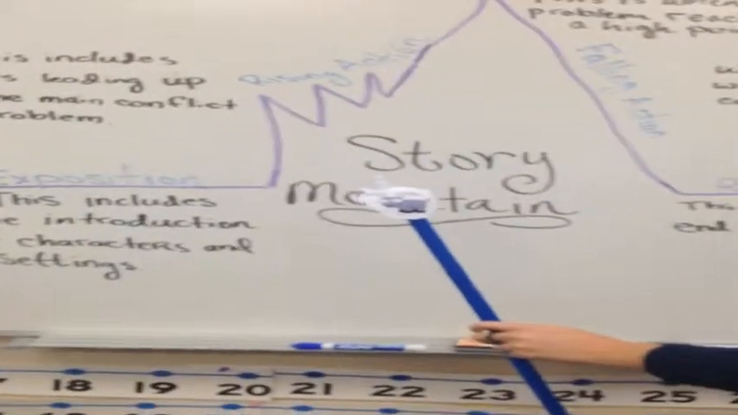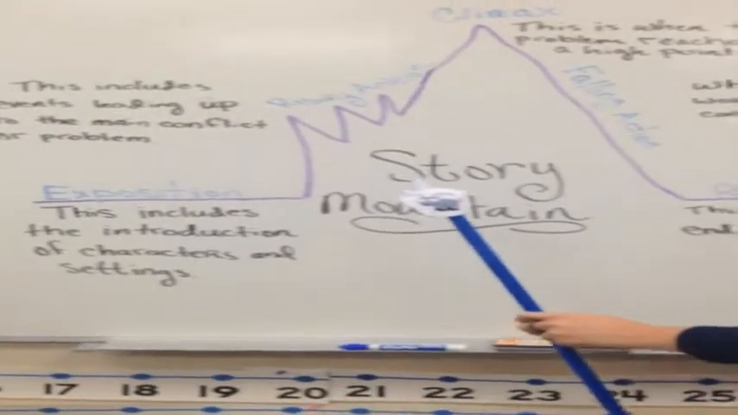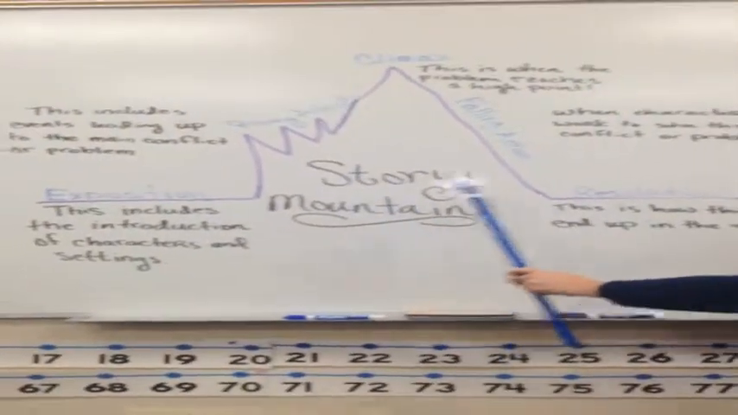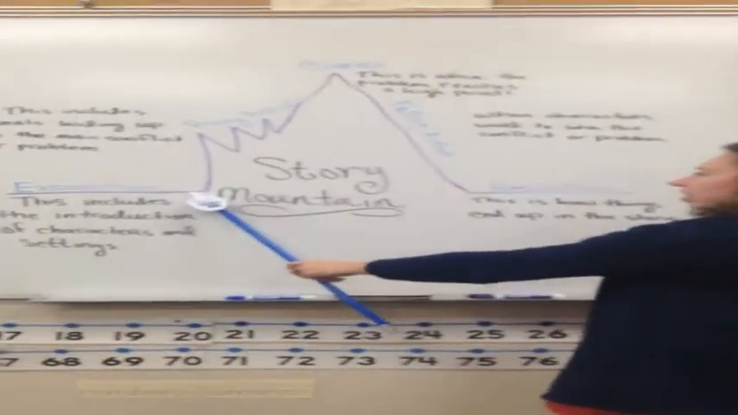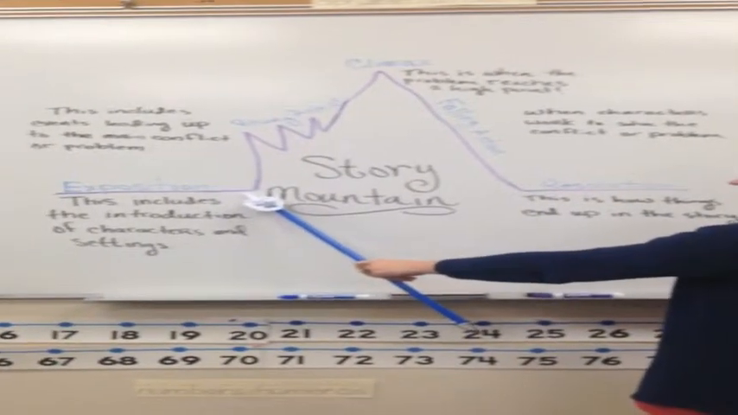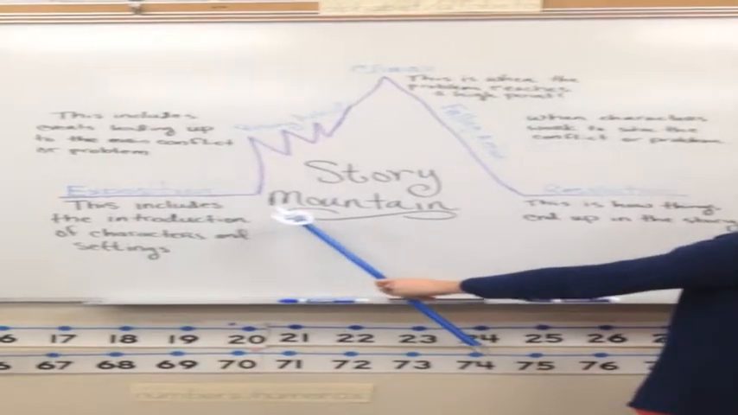Billy just read this awesome story, but now he has to conclude it. So let's visit Story Mountain. First, Billy will visit exposition. This is the beginning of the story, and this includes the introduction of characters and setting.